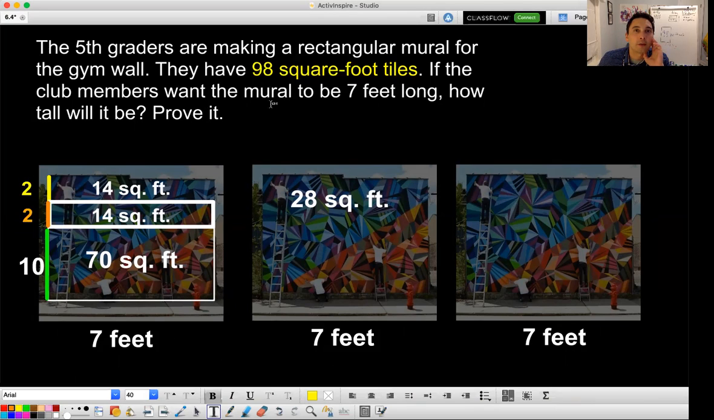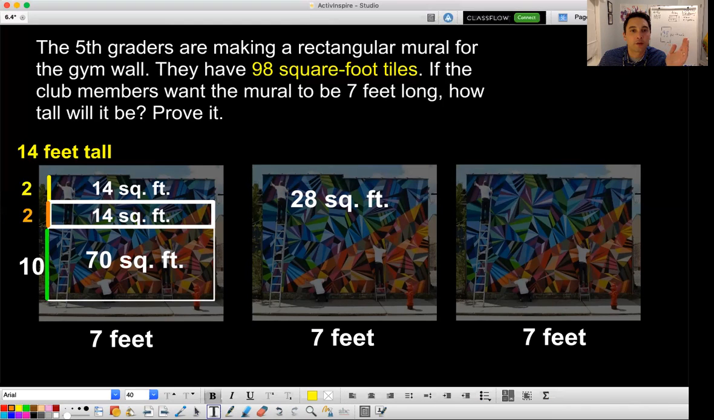So it was asking me, how tall will the mural be? The height is going to be 10 plus 2 plus 2. 10, 11, 12, 13, 14 feet high. So this problem is going to be 14 feet. I'm going to put this over here because I don't want you to think it's this 14. Okay, so that's one way to solve it.